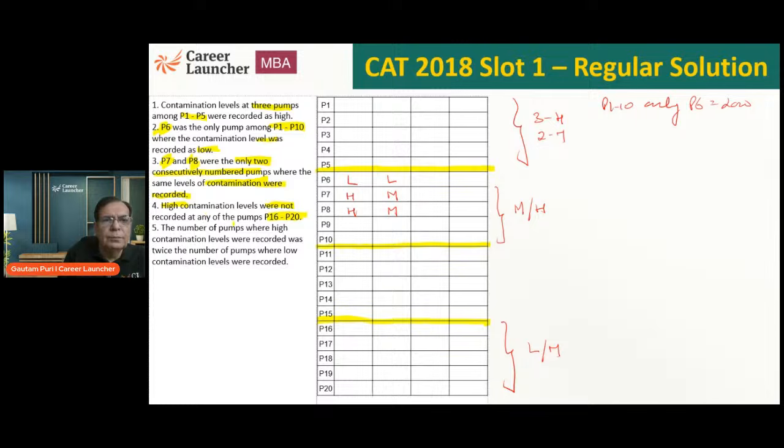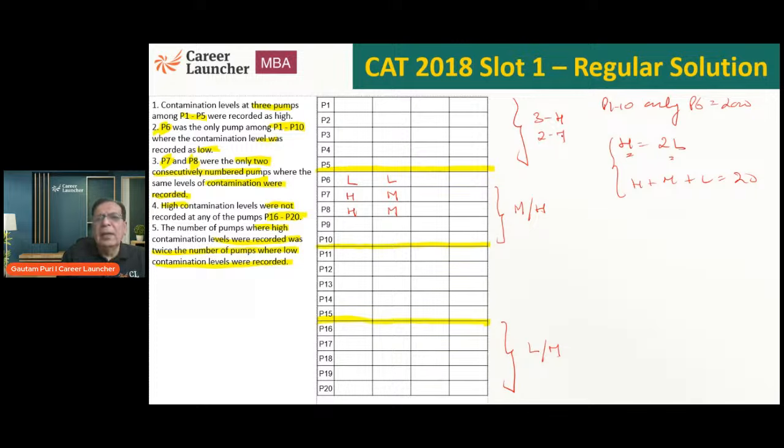Statement 5: the number of pumps where high contamination level was recorded was twice the number of pumps where low contamination level was recorded. So this is the information given in statement 5. Number of pumps with high is equal to twice the number of pumps with low. And we also know high plus medium plus low is equal to 20. So using this, you can do something.